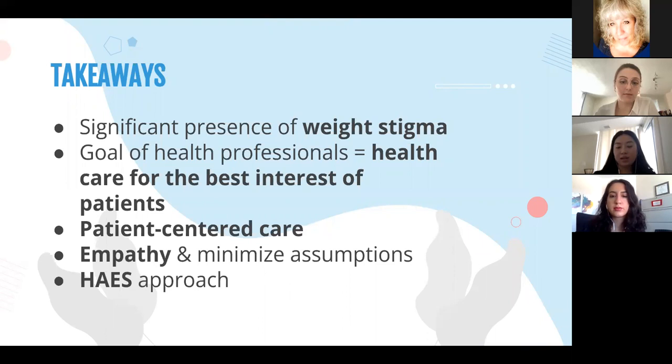So the major takeaway of our presentation today is to just highlight the fact that weight stigma is significantly present today, and it seeps into our healthcare setting. As health professionals with the best interest of providing healthcare for our patients, let's continuously challenge these principles to better our patient-centered care. At your next encounter with a patient, I encourage you to practice an empathetic lens and minimize assumptions. Incorporate the HAES model into your practice. So now I invite you to share these concepts and ask questions to yourself and colleagues on a regular basis.